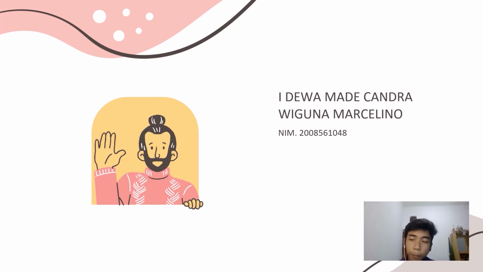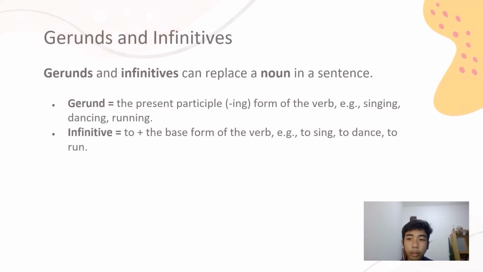200-856-1048. So, gerunds and infinitives can replace a noun in a sentence. Gerunds basically mean the present participle or ing form of the verb, for example, singing, dancing, and running. Infinitive means to followed by the base form of the verb, for example, to sing, to dance, and to run.